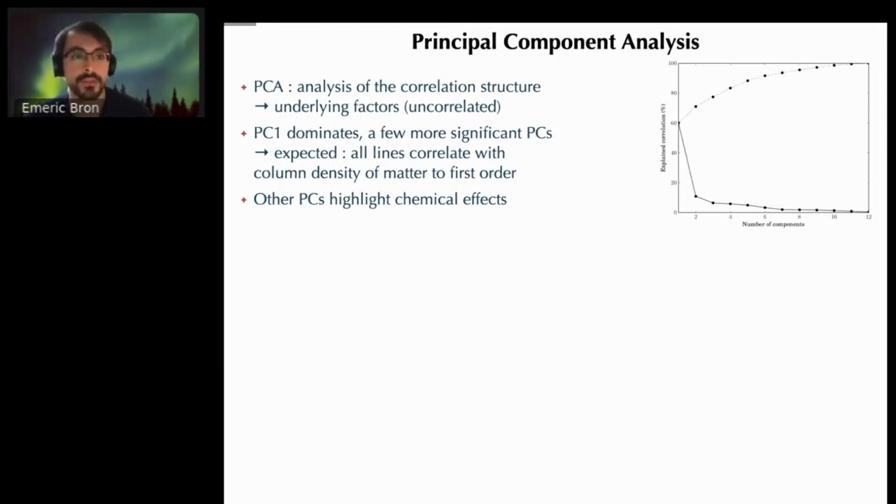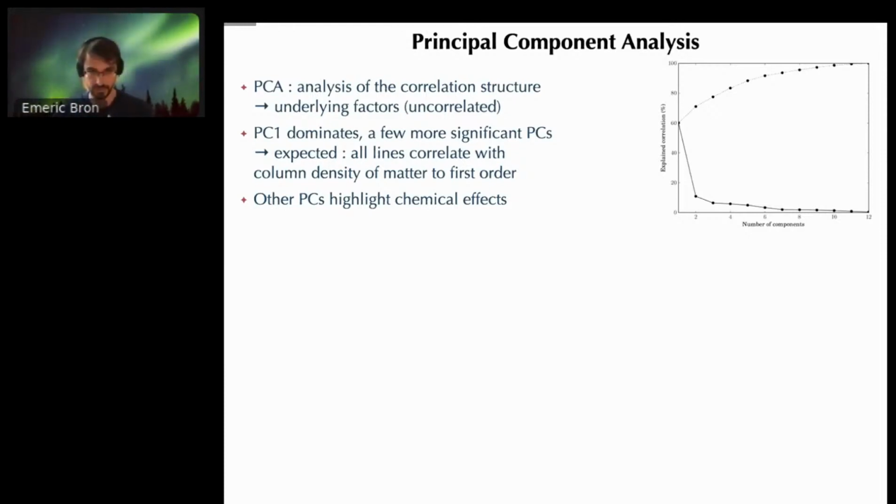So PCA, the idea of PCA is to analyze the correlation structure of a high-dimensional dataset and try to extract a few underlying factors, uncorrelated from each other, that can be sufficient to explain the correlation structure of the dataset. So here, if we apply this to our dataset, we find that indeed we have one principal component that explains most of the correlation structure, and then a few more that explain much less of the dataset, but that are still significant.